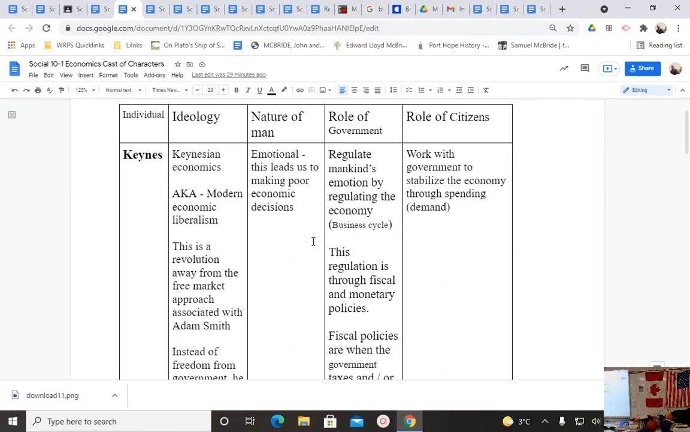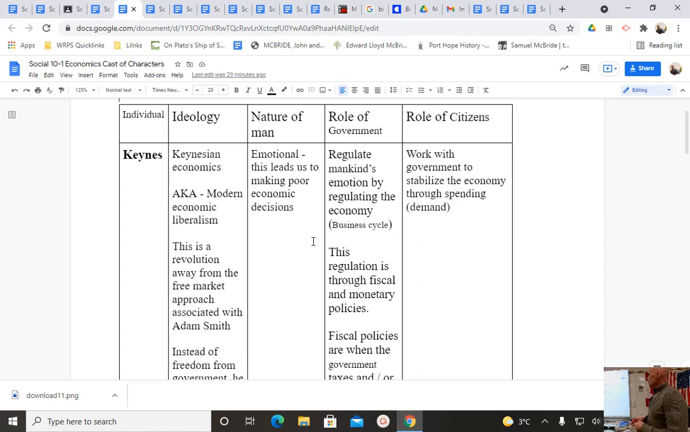Because mankind is panicking, then government needs to smooth it out. So FDR is going to say the only thing we have to fear is fear itself. And he's inspired by Keynes, because he understands now that the government has a new role to play. So what is the role?